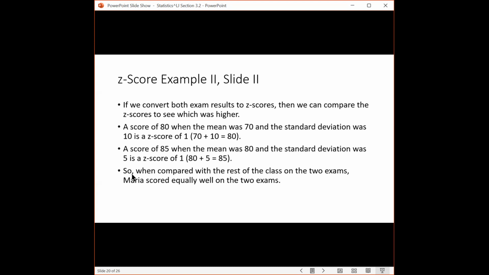All right, and so if you do this type of translation to compare, obviously 85 is higher than 80, but the point of this is to compare performance with the rest of the class. So versus the rest of the class, if the z-scores are the same, then Maria scored equally well on the 2 exams. Neither performance was better or worse than the other.